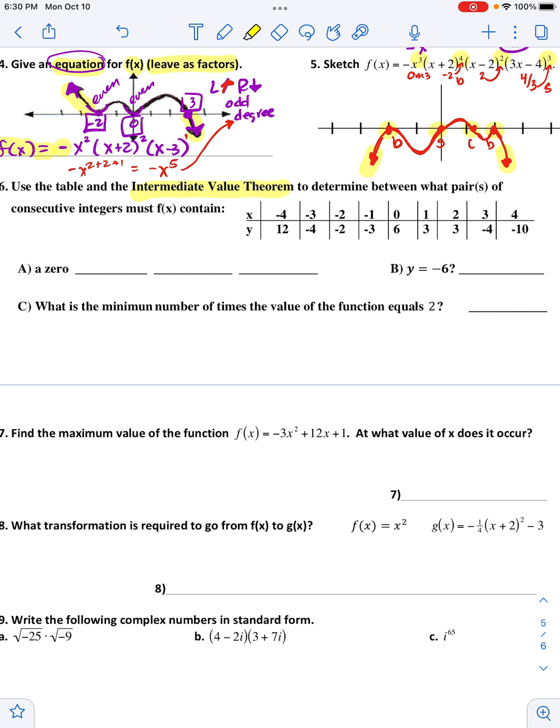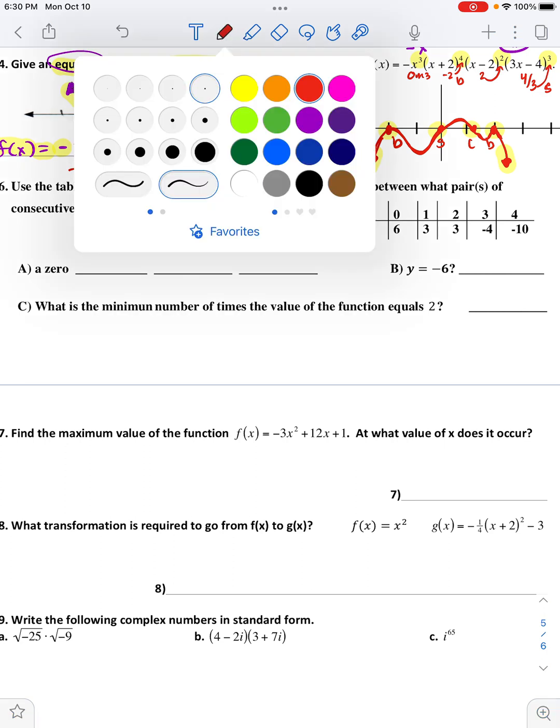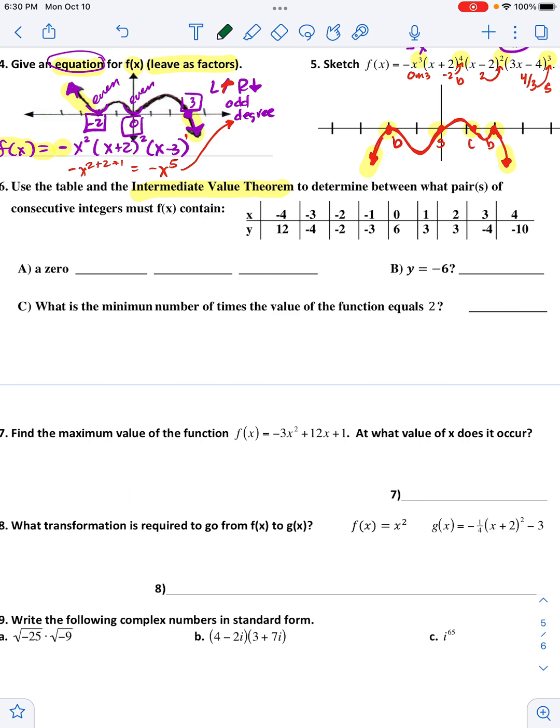Water break. So the table's given to you. You don't have a calculator, so you can't generate one on your own. And it says, determine between what pairs of consecutive integers f of x will contain a zero. And so you're looking at these, but the x's are going to be the actual answers and locate what's happening.